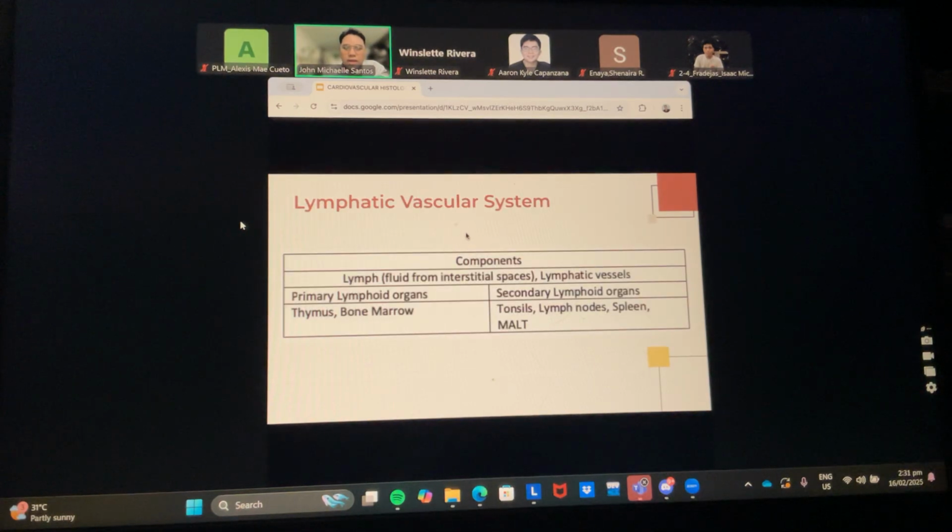Okay. Ayan. So the components of your lymphatic system is number one, you have your lymph or the fluid from your interstitial spaces and your lymphatic vessels. You also have your lymphoid organs, which can be primary or secondary.